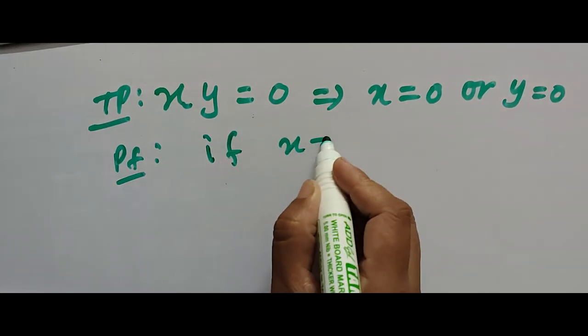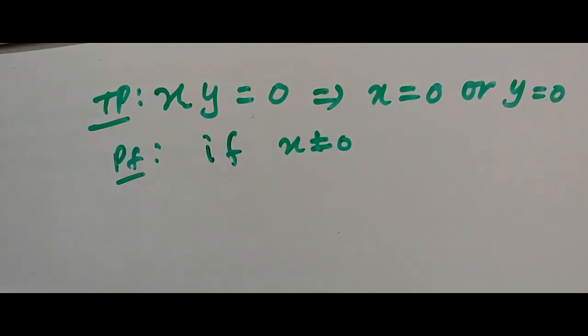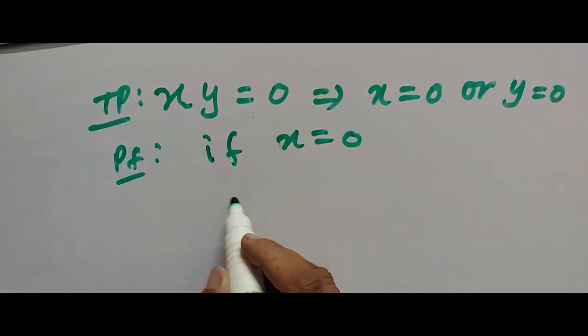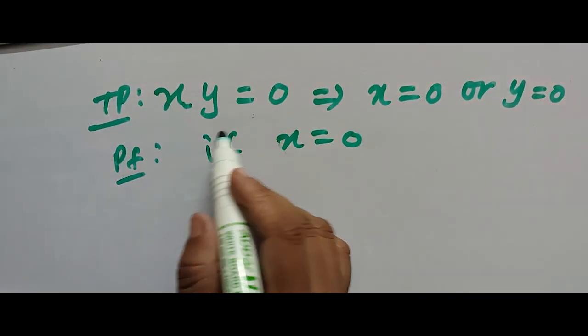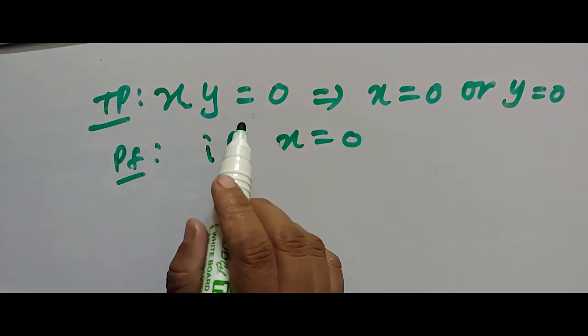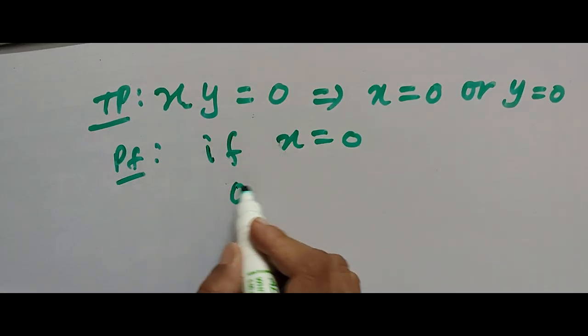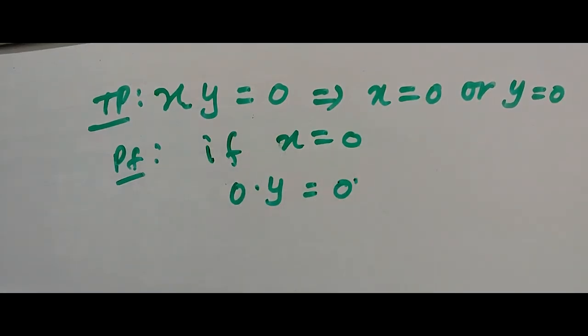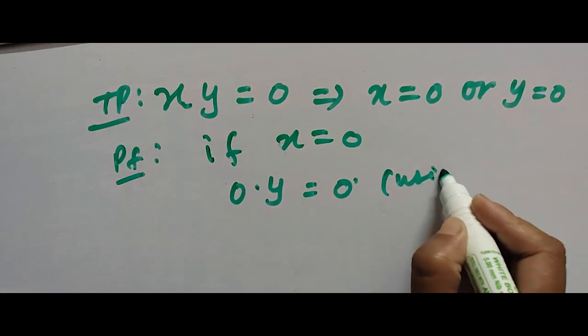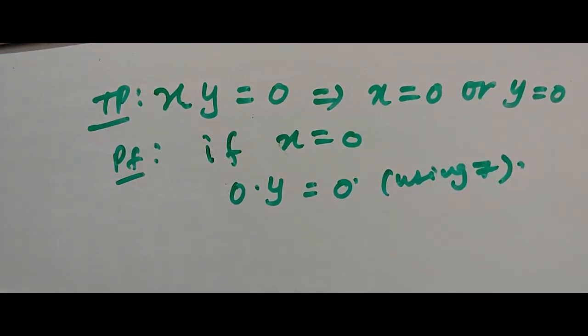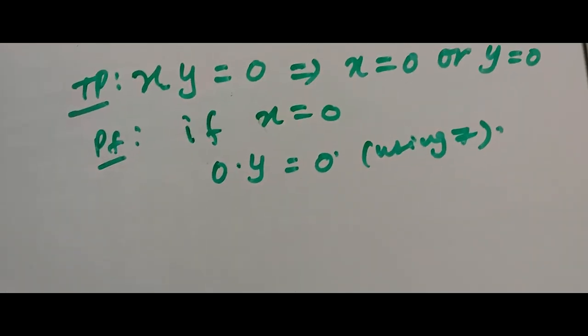If x is 0, then we are done. If x is 0, then 0 into y is equal to 0. We are done, using the seventh property which we have shown just now.